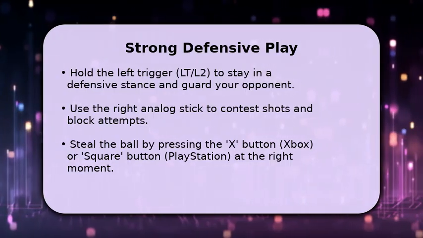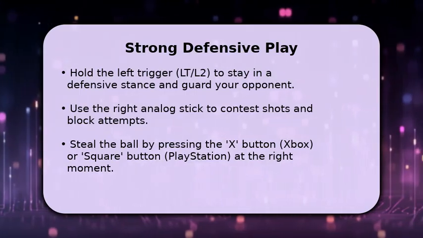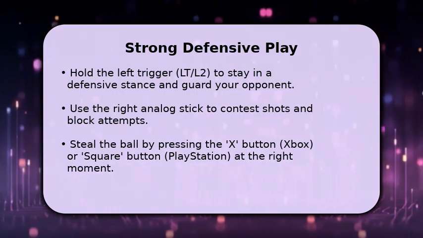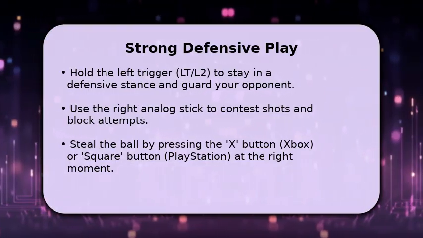To attempt a steal, press the X button on Xbox or square on PlayStation with precise timing. Remember to press Y on Xbox or triangle on PlayStation to grab those crucial rebounds after a missed shot.